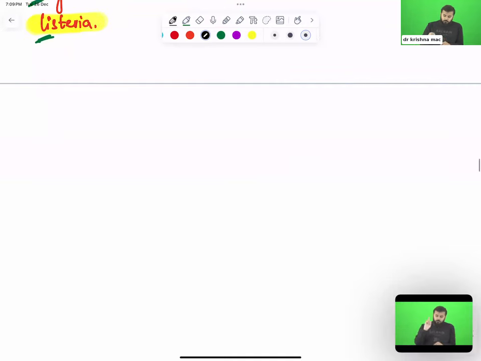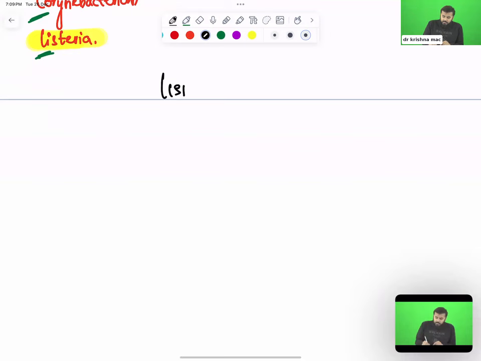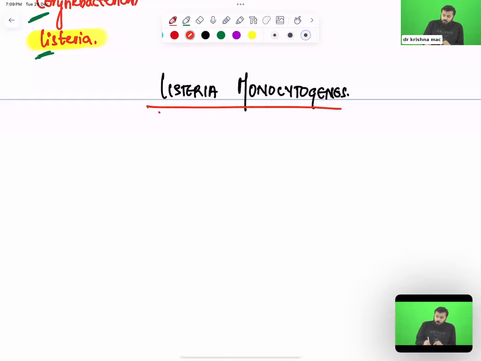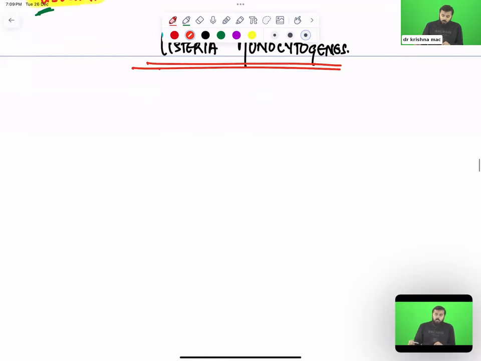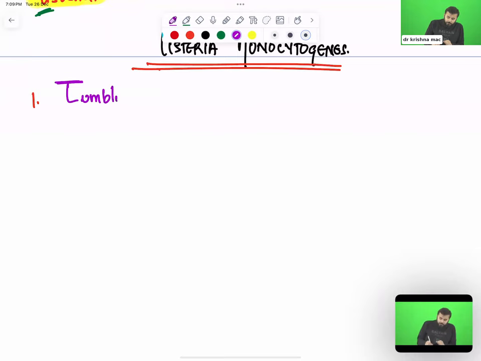So the next important thing is Listeria monocytogenes. Now, what is this Listeria monocytogenes? The first important thing: if you see Listeria, the first letter is L. If you put a line here, this becomes T. T stands for what? Tumbling motility.